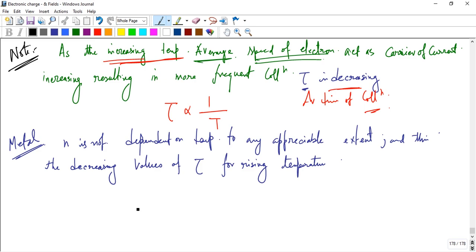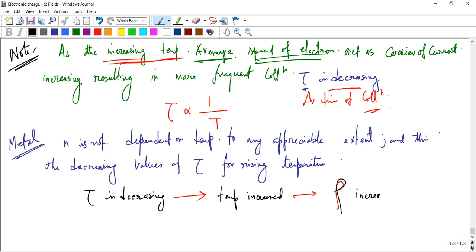So tau is decreasing. The next step is temperature increase, and the next step is rho increased. That is the block diagram.